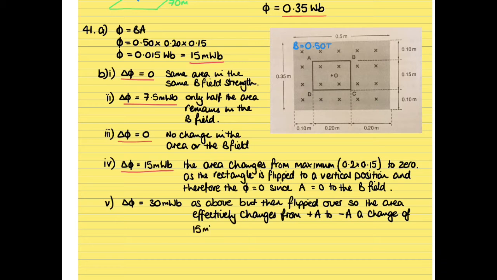We haven't turned the rectangle over, and we haven't let it leave the area of magnetic field. So there's no change in the flux, so we get a 0 difference.